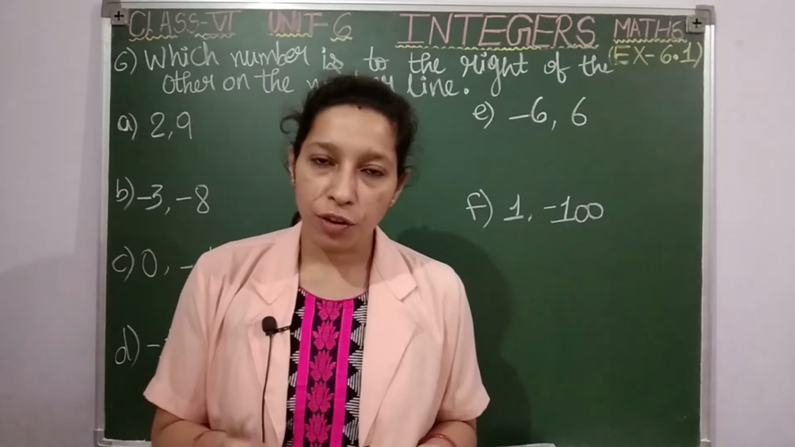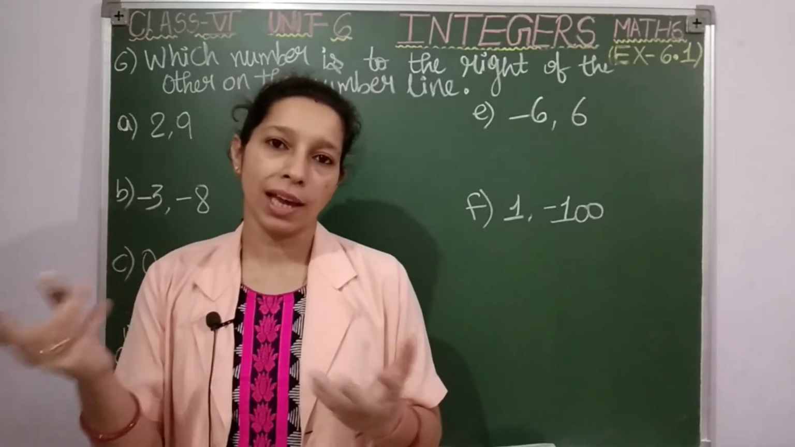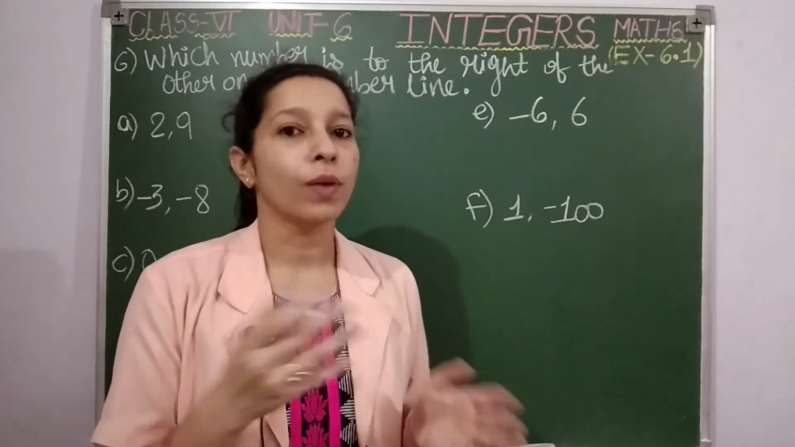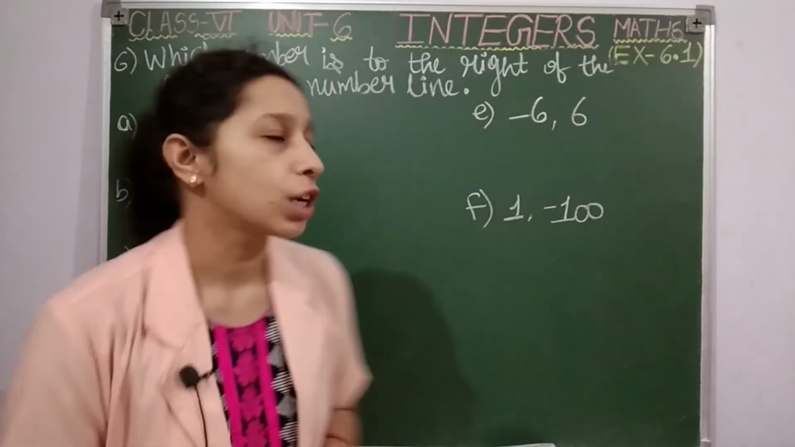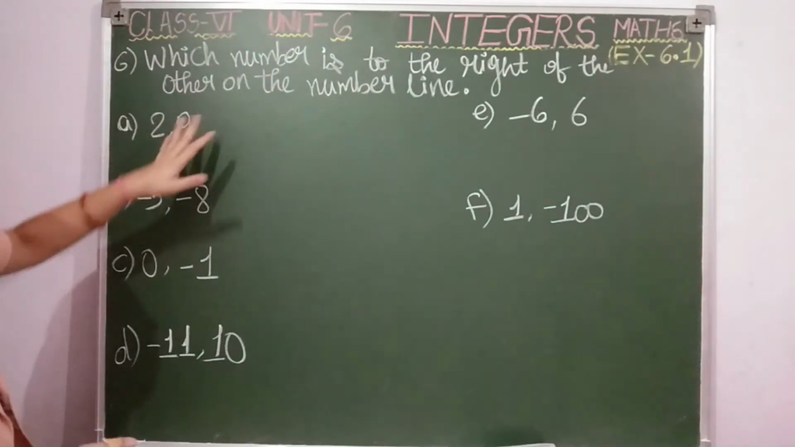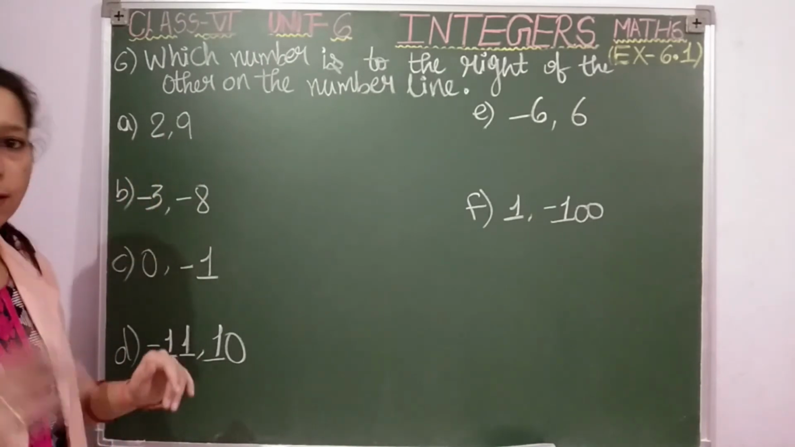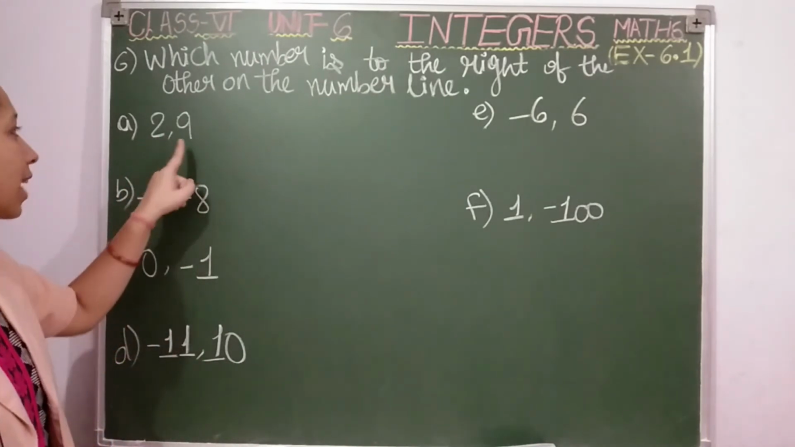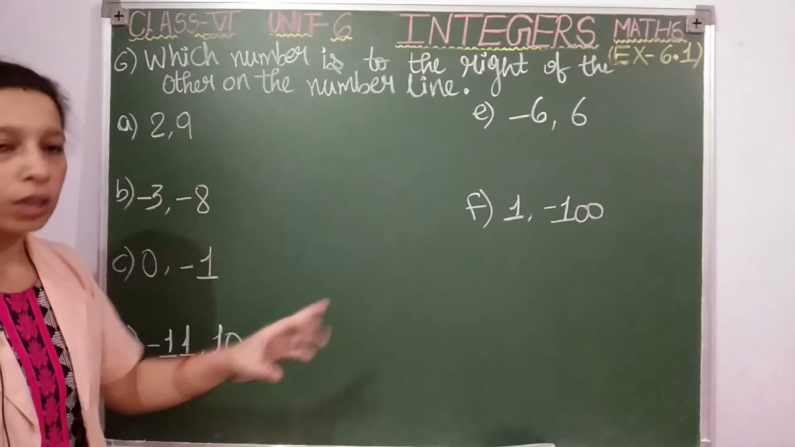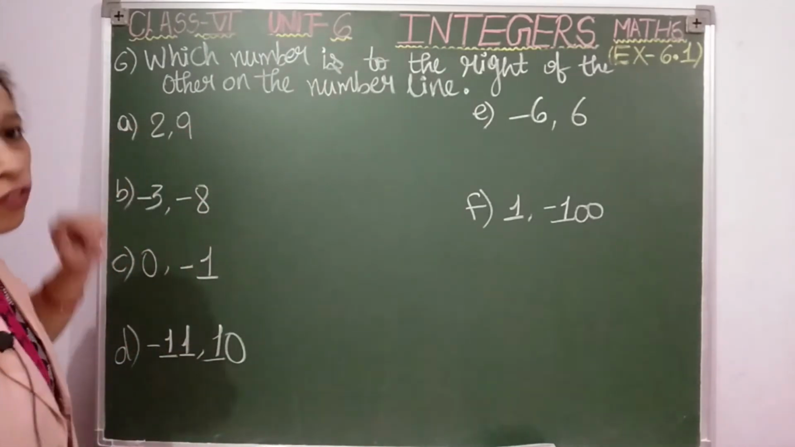But still, if you have any confusion, you can draw a small number line. You can write the given numbers there, and then you can judge which one will be coming on the right side of the other. So, students, same question, which number is to the right of the other on the number line? First pair is 2 and 9. What I told you, use the trick. Which is greater here? 9 is greater. So for sure 9 is on the right of 2.